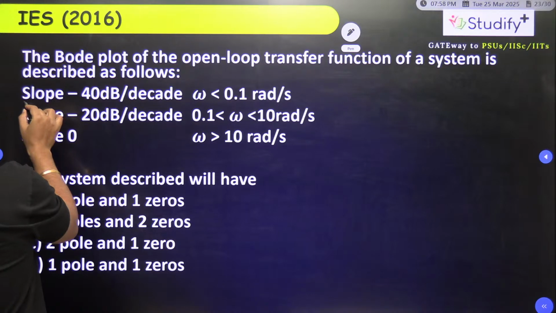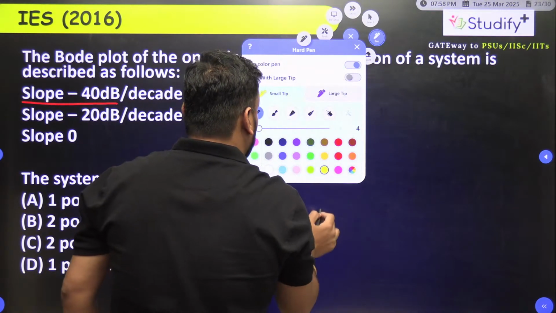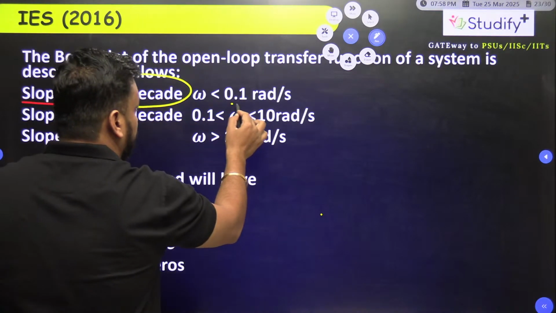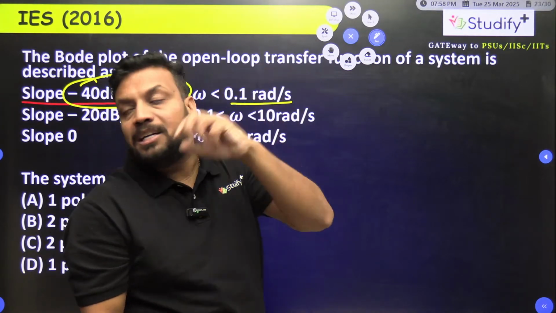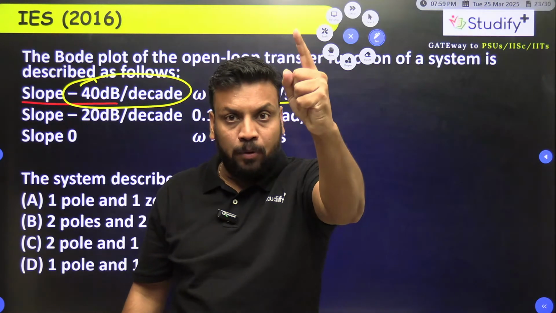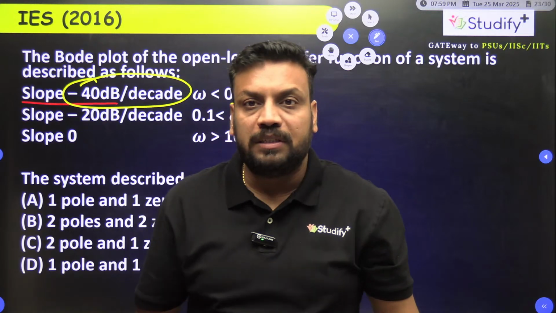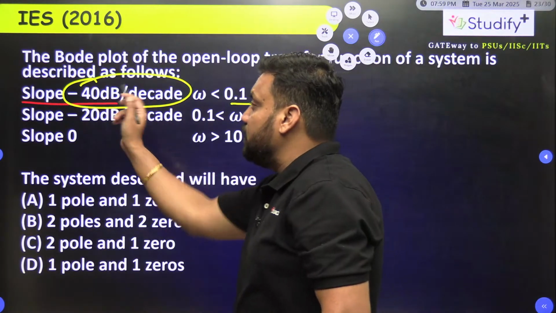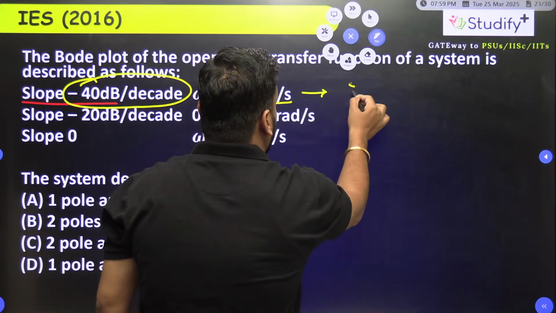So observe the initial part. Tell me what is happening initially. You will get to know the initial slope is minus 40 dB per decade for omega less than 0.1. Minus 20 contributes 1 pole, minus 40 contributes 2 poles. Is this clear? It means if the initial slope is minus 40, we have 2 poles, sir.